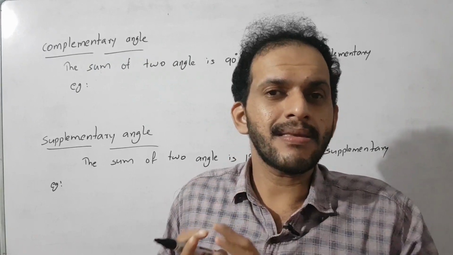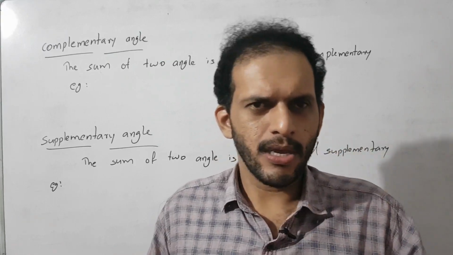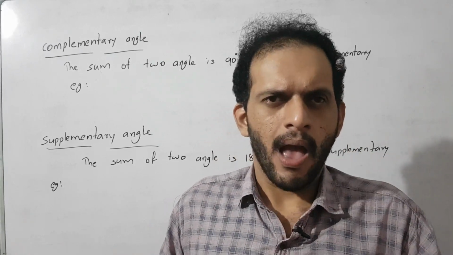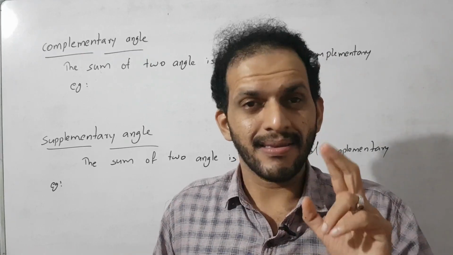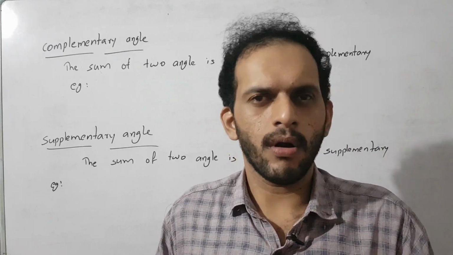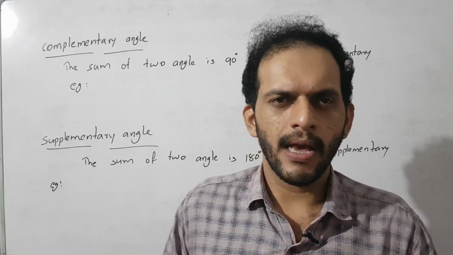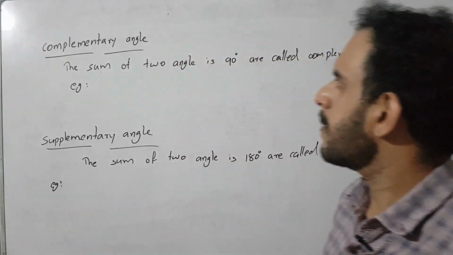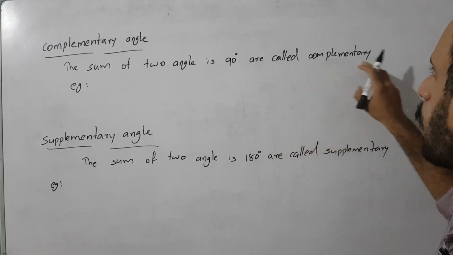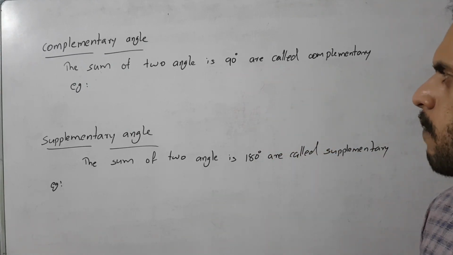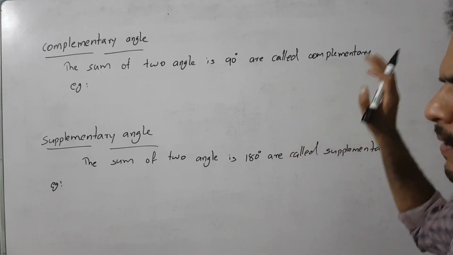If we have two angles and we add them and get 90 degrees, they are called complementary. If the sum is equal to 180, then we call them supplementary. What do you mean by complementary? The sum of two angles being 90 degrees is called complementary.